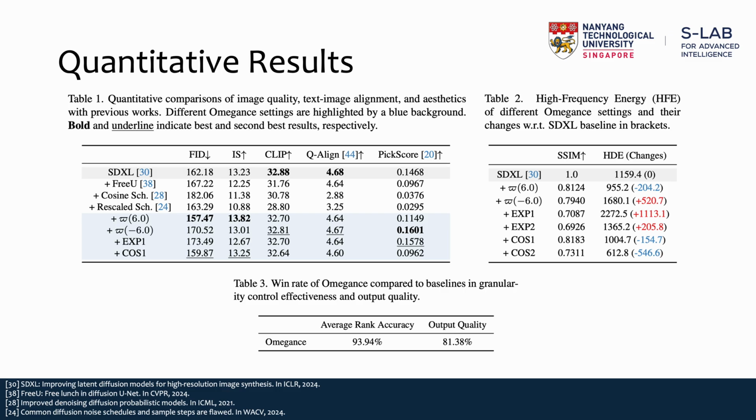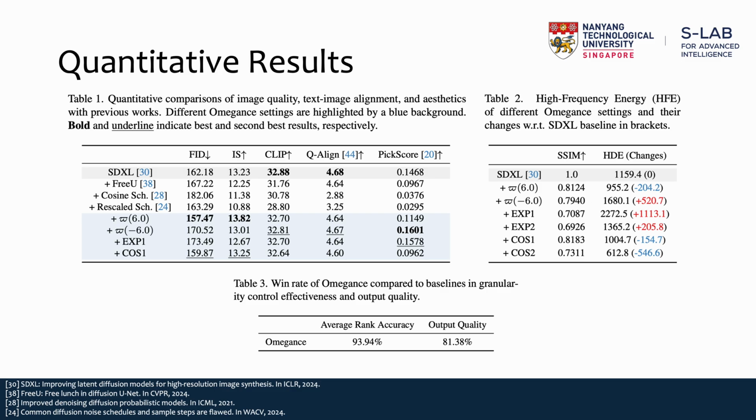To evaluate Omegance, we conducted comprehensive quantitative experiments. Firstly, as shown in Table 1, Omegance consistently outperforms baselines such as FreeU and scheduler-based methods across key metrics. Secondly, in Table 2, we analyze the high-frequency energy and SSIM. The results confirm that Omegance can selectively enhance or suppress fine details while still preserving the global image layout.